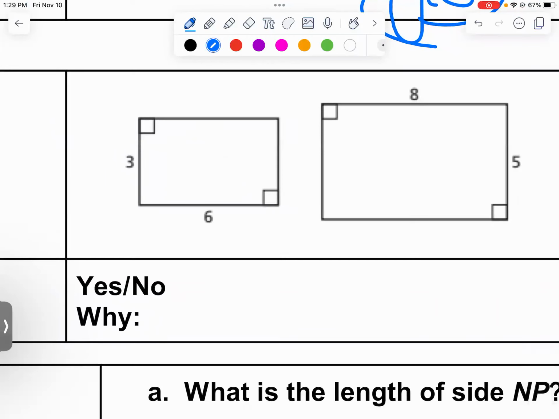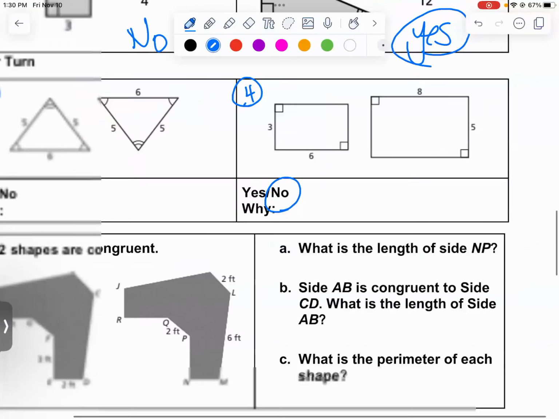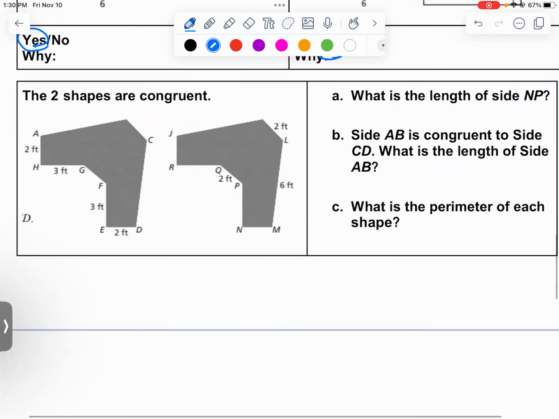Okay, how about this one, number 4, thumbs up or thumbs down? Nope. Okay. Our sides aren't congruent. Our angles are congruent, but our sides aren't. Okay. All right. I don't know what happened when this got printed, but will you put a B right here? Right here. And will you put a K right here?